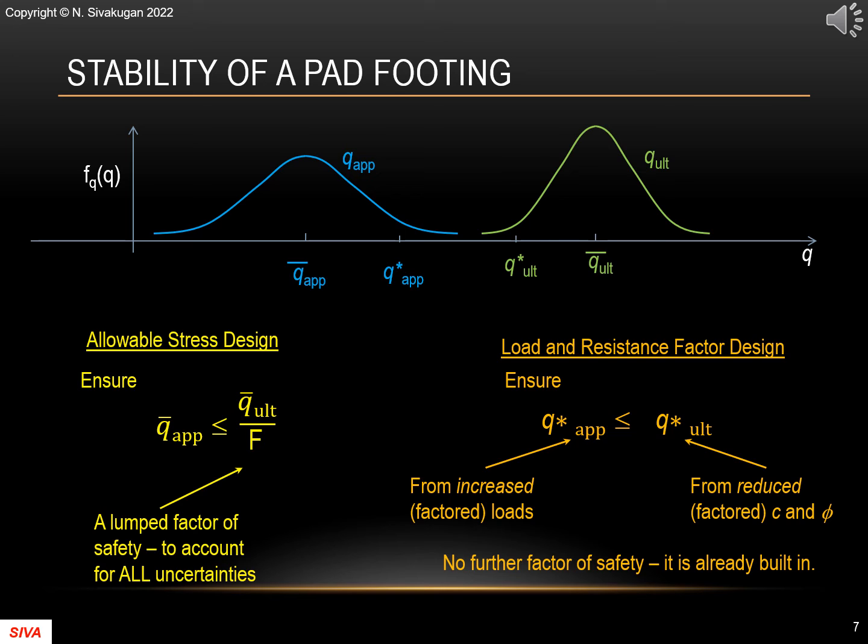In the LRFD, we overestimate the applied pressure such that there is only a very slight probability of exceeding this value QAP*. To do this, we increase the dead load, live load, etc. by appropriate load factors greater than 1.